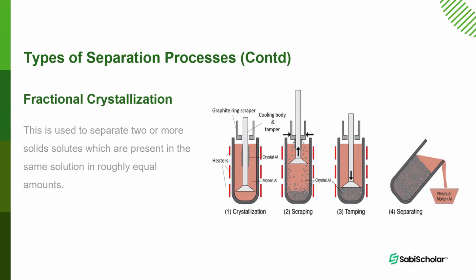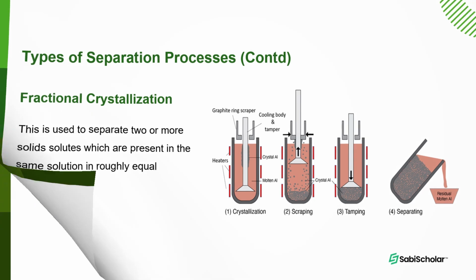Fractional crystallization. This is to separate two or more solids which are present in the same solution in roughly equal amounts. This method is used to separate exactly the same thing that simple crystallization can do. But in this case, it separates two or more, no matter how many there are. All of them would form crystals at their different temperatures. So basically, the difference between simple crystallization and fractional crystallization is that simple separates just one or two salts, while fractional crystallization separates many, two or more solids, salts.